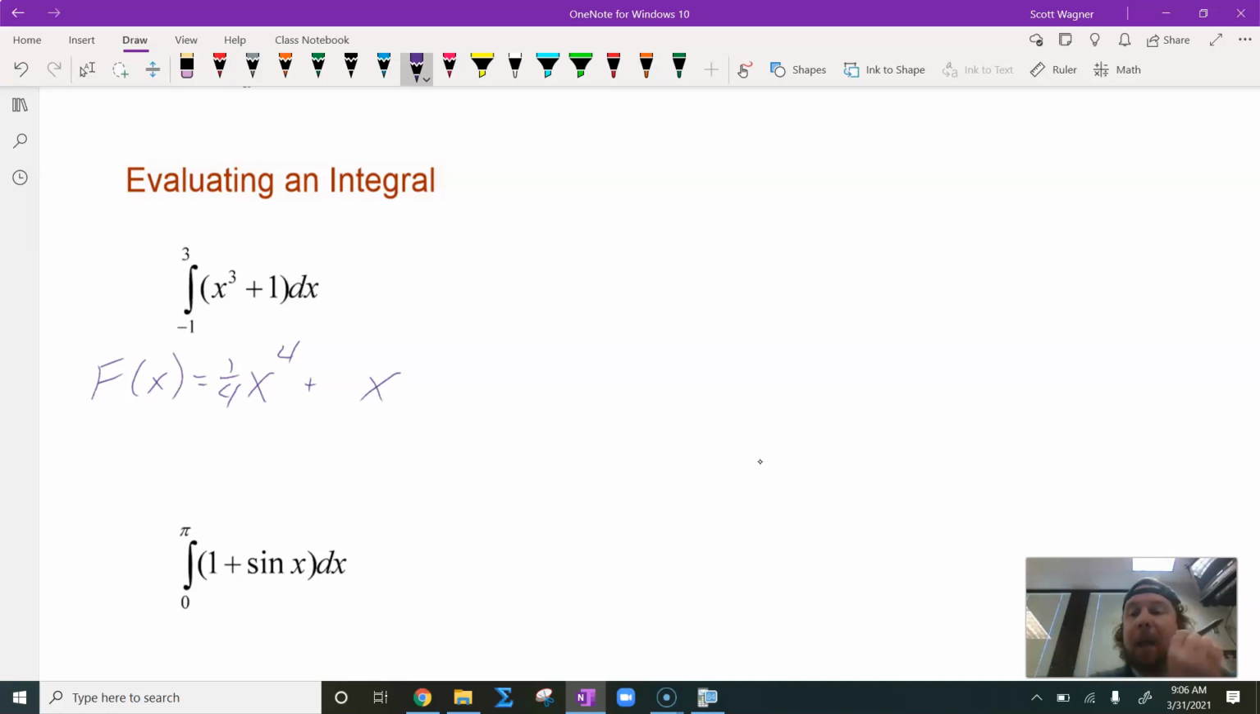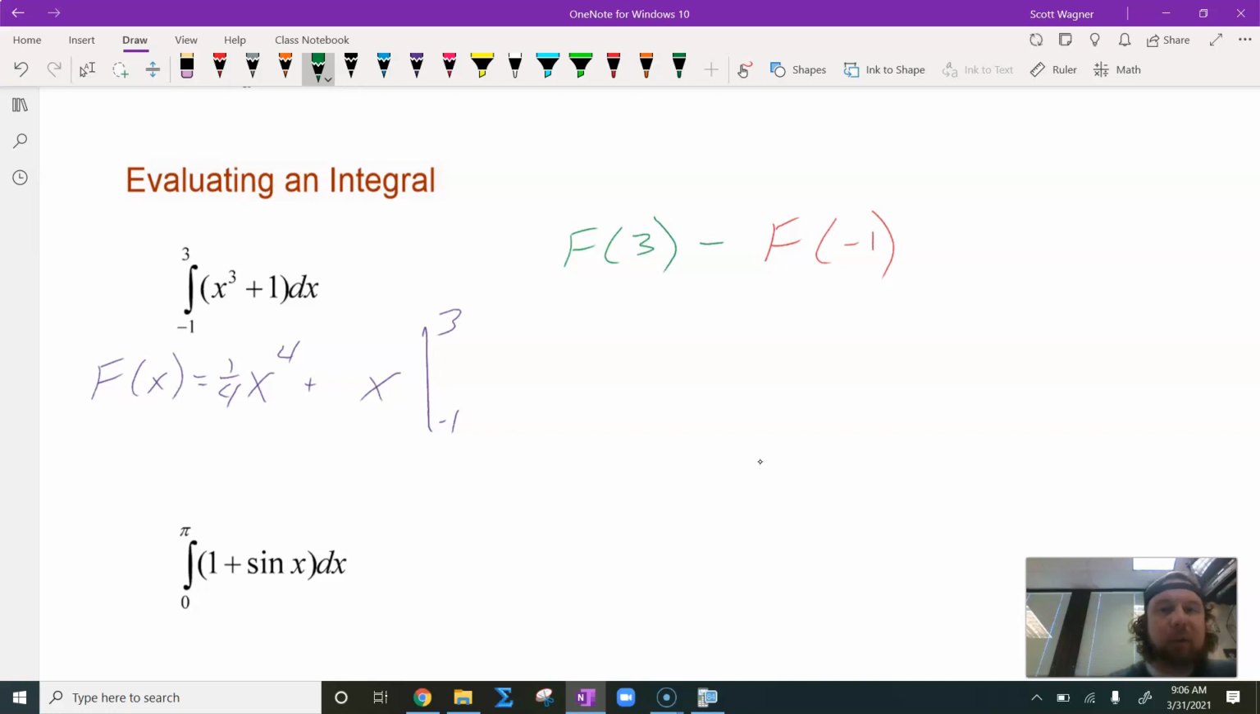So that's my antiderivative. I could put plus c, plus a constant, on there, but I know the constant disappears, so I don't need it. All right, I'm going to evaluate this from -1 to +3. Using the rule from the fundamental theorem of calculus, this is going to be the antiderivative at the upper limit minus the antiderivative at the lower limit. Let's take a look at the first part. I have to substitute 3 into my antiderivative.